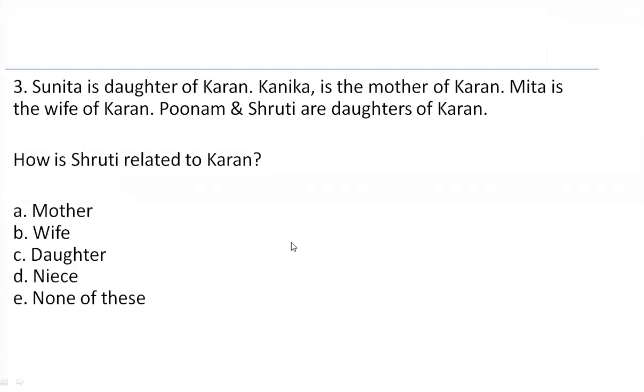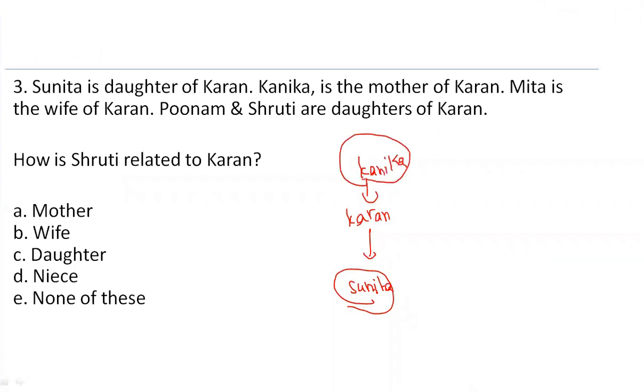Sunita is daughter of Karan. Basically, if you solve this with respect to blood relation, Sunita is daughter of Karan means where is Karan? Karan is here. Karan is basically a boy's name, but I'm not fixing it. Sunita is daughter means I'm just writing Sunita as daughter of Karan. Okay, next. Kanika is the mother of Karan means Kanika is a mother now, so her gender will be female.